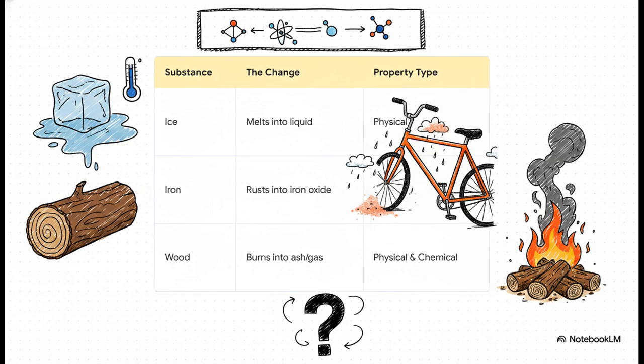Now look at the second row. Iron. Have you ever accidentally left your bicycle out in the rain? What happens? It rusts, right? The iron actually reacts with the oxygen and moisture in the air to create a completely different substance called iron oxide. Because a brand new substance is born, rusting is a chemical property.